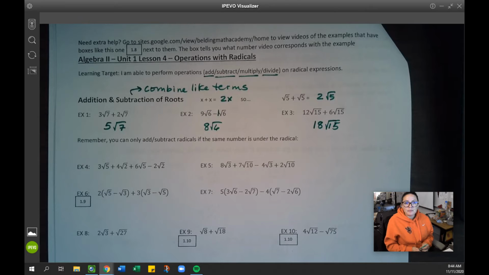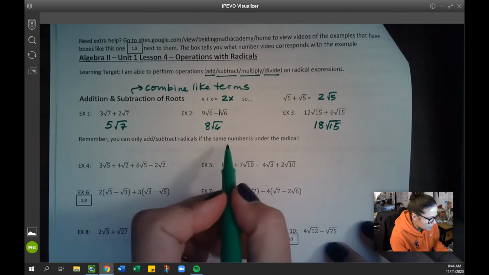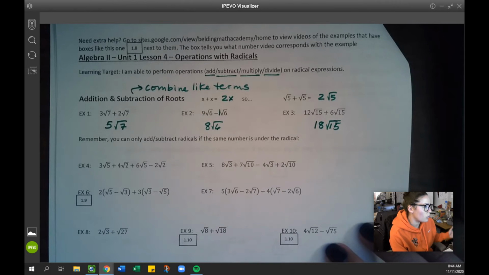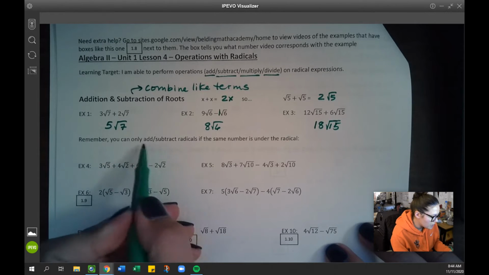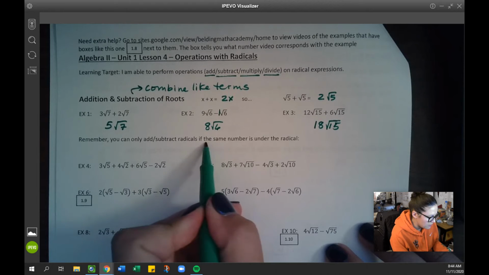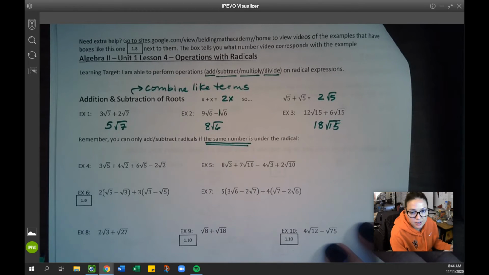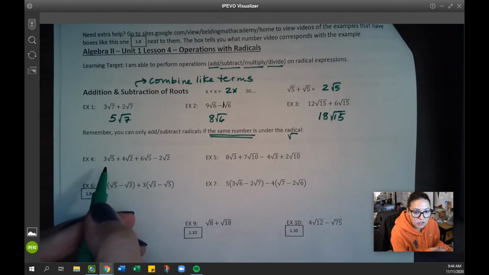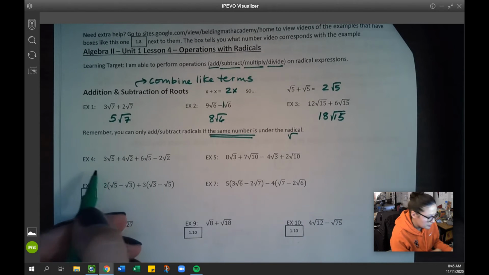Okay? So when you're adding and subtracting radicals, you have to think of it like you're combining like terms. And just like when we're combining like terms, there's only certain things that I can add together. I can't do x plus y. I can't do x plus x squared. In the same way, we can only add or subtract radicals if the same number is under the radical, under the square root. So we have to look for like terms.